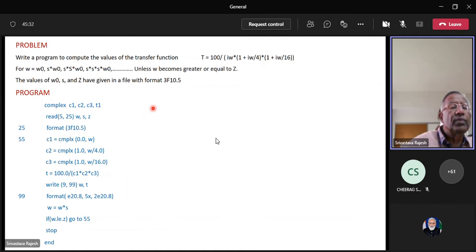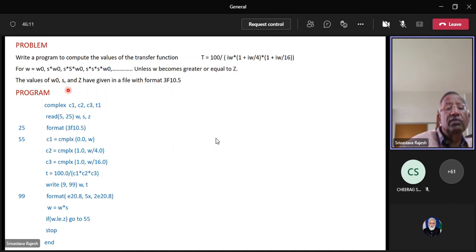Let's take a very simple program for a complex number. Write a program to compute the value of a transfer function, which is 100, i omega, star, 1 plus i omega, and then the multiplication is done. Now take the value of the function for omega 0, s times omega 0, s square times omega 0, and so on. So calculate all these functions until it becomes greater than or equal to the z value. Some quantity you have to check here.